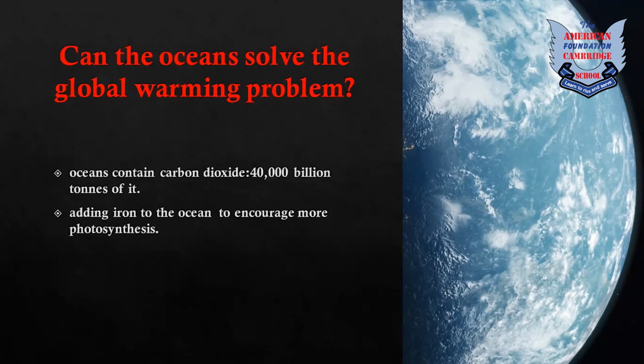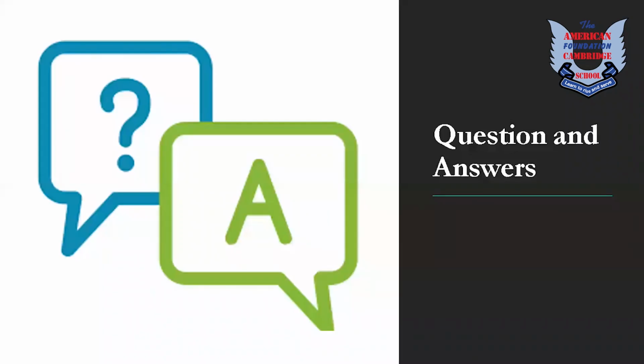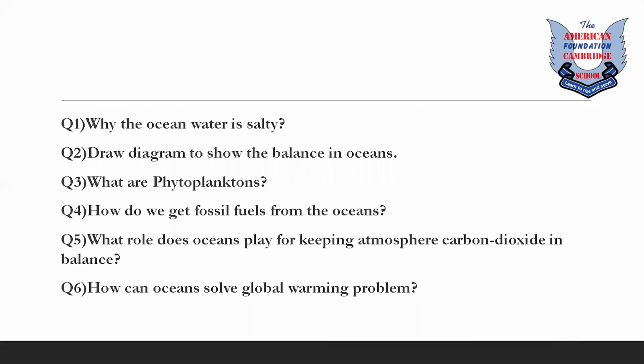So I hope you guys have understood this lecture. So it's time to write answers to the questions. Question number one is why the ocean water is salty. Number two, draw a diagram to show the balance in the ocean. Question number three, what are phytoplanktons? Question number four, how do we get fossil fuels from the oceans? Question number five is what role does the ocean play for keeping atmospheric carbon dioxide in balance? And question number six is how can the ocean solve the global warming problem?